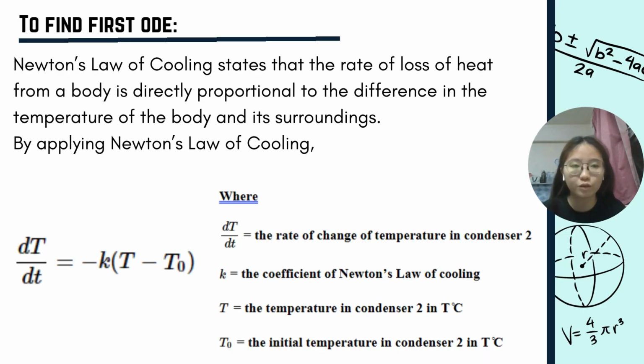Moreover, in order to create a first-order ODE, we will apply Newton's law of cooling. For information, Newton's law of cooling states that the rate of loss of heat from a body is directly proportional to the difference in the temperature of the body and its surroundings. As shown in this equation, dT/dt equals negative k multiplied by (T minus T naught), where dT/dt is the rate of change of temperature in condenser 2, k is the coefficient of Newton's law of cooling, T is the temperature in condenser 2 in degrees Celsius, and T naught is the initial temperature in condenser 2 in degrees Celsius.